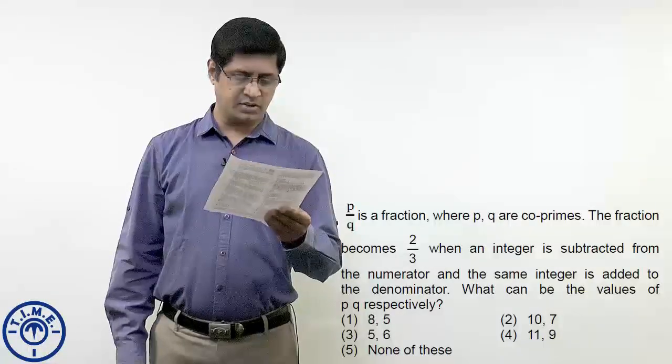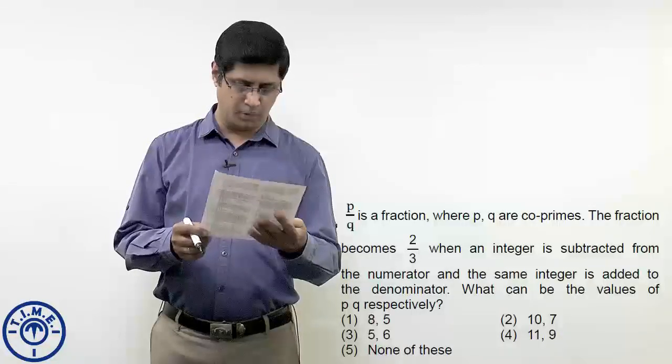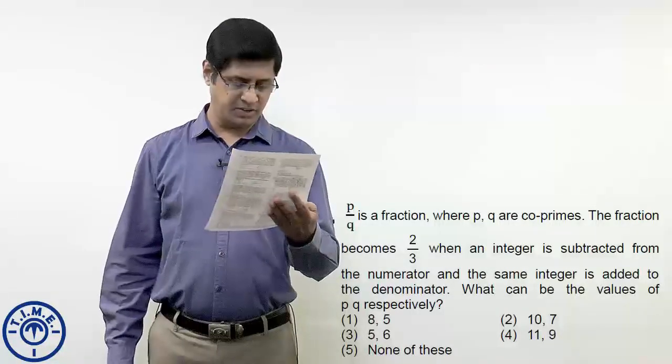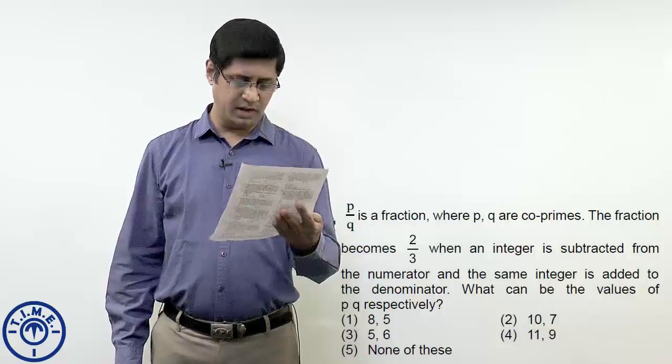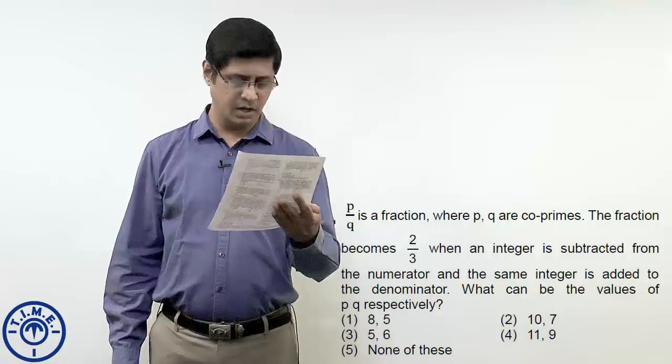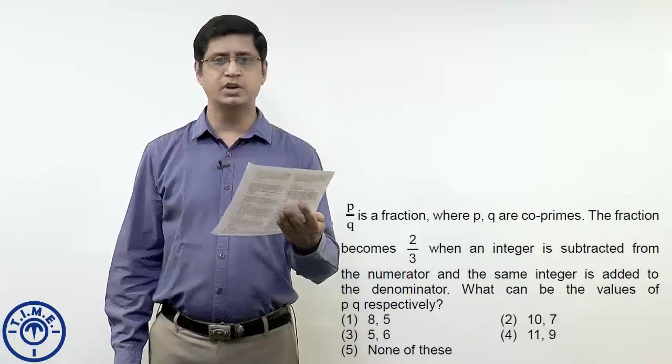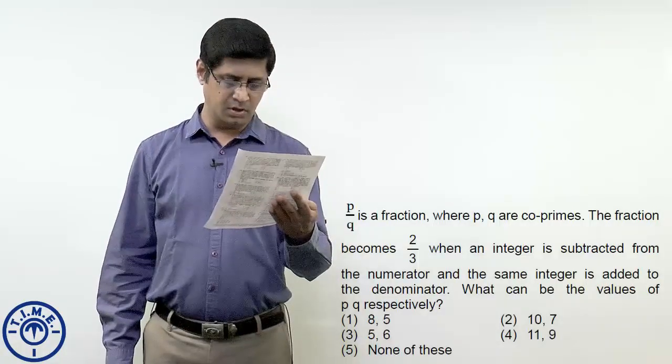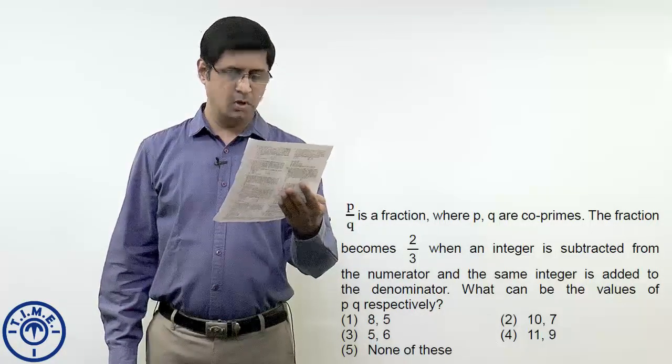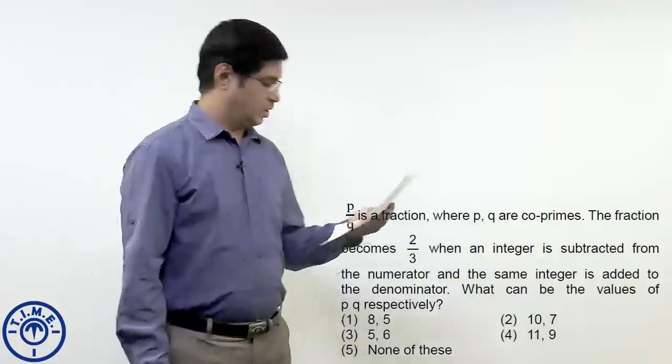P by Q is a fraction where P and Q are coprimes. The fraction becomes 2 by 3 when an integer is subtracted from the numerator and the same integer is added to the denominator. What can be the values of P and Q respectively? Now, what is given here?